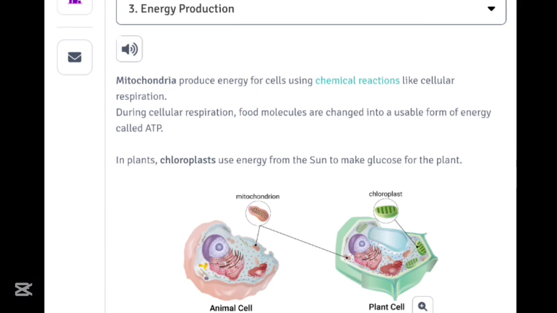Mitochondria produce energy for cells using chemical reactions like cellular respiration. During cellular respiration, food molecules are changed into a usable form of energy called ATP. In plants, chloroplasts use energy from the sun to make glucose for the plant.